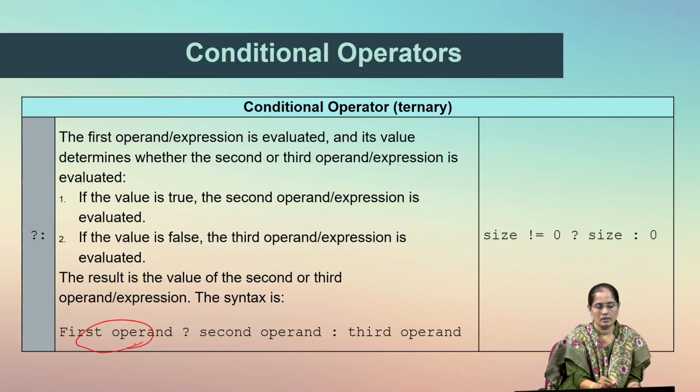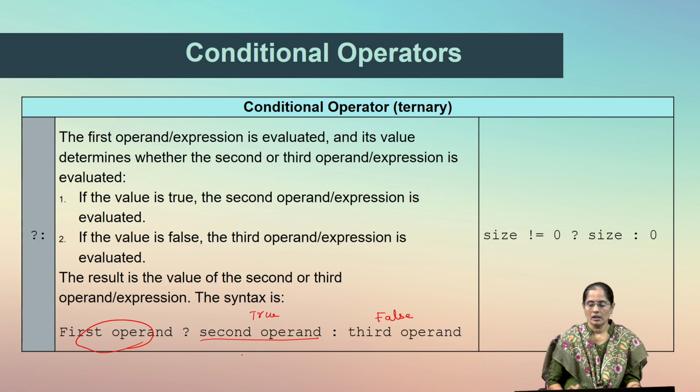And lastly, we will look into the conditional operator. It is also called the ternary operator, which takes 3 operands. The first operand will be a condition, and if this condition is true, it executes the second operand. If this condition is false, it executes the third operand. These 2 operands can even be given as an expression. So, the example is given here.